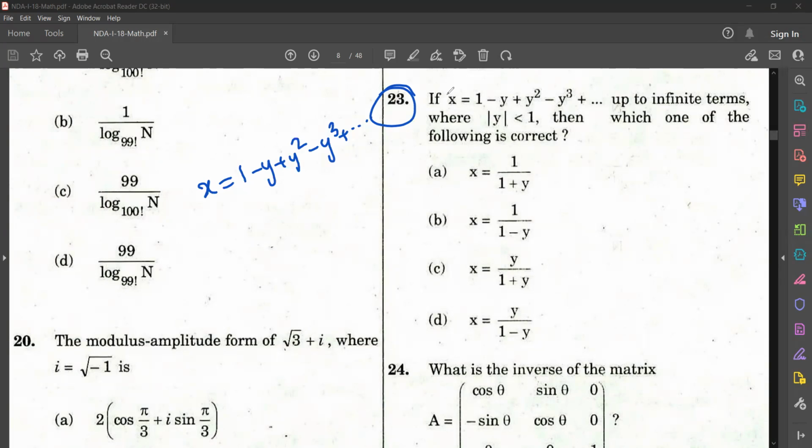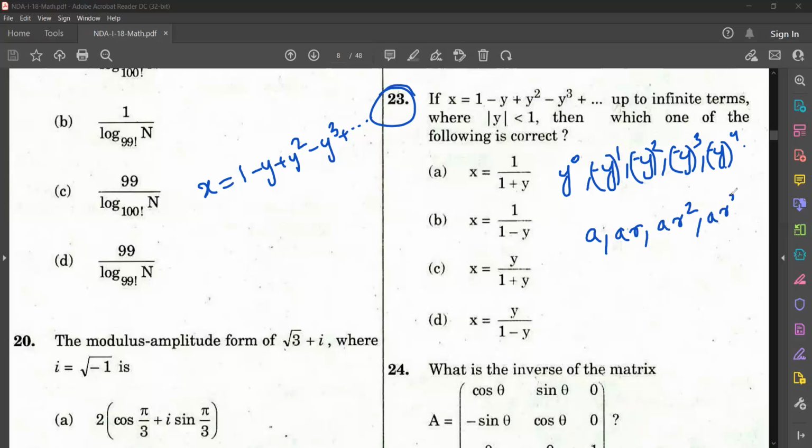So this is a GP, isn't it? This is a GP. Why? Because this is y raised to 0, y raised to 1, y raised to 2, y raised to 3, y raised to 4, etc. Isn't it? Okay, so we can write it as negative y because negative y raised to 1, negative y raised to 2, negative y raised to 3, negative y raised to 4, like that this sequence is going. So this is a GP. It has a common ratio. Just like a r square, a r cube, like that.